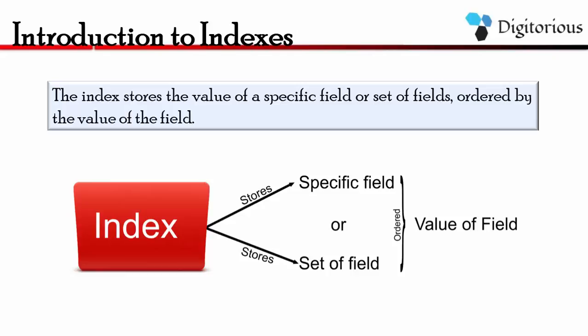There are two parts to an index: an index can be on a specific field, say for example in an employee collection, an employee ID, or it can be applied on multiple fields also, say ID and name. They are ordered in ascending or descending order, whichever is specified in the query, that is 1 or -1. 1 is used for ascending order and -1 is used for descending order. We'll see this later in our hands-on session.